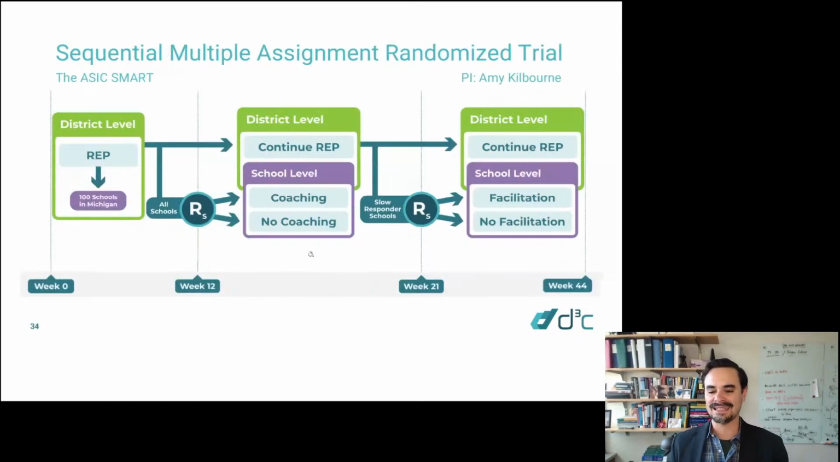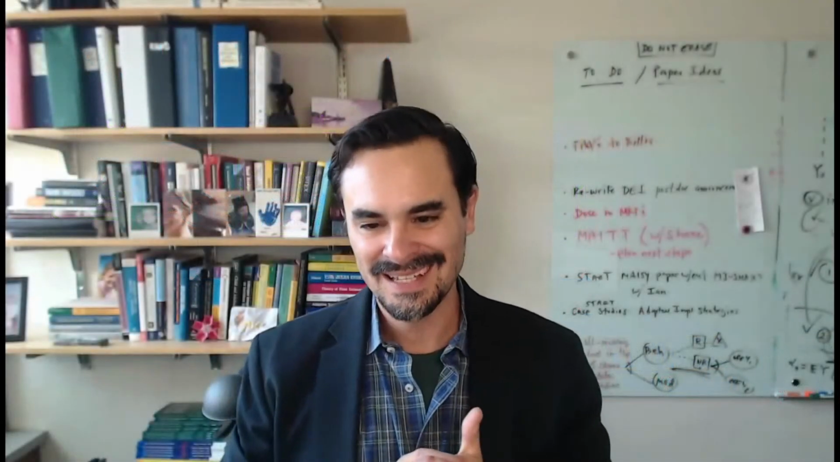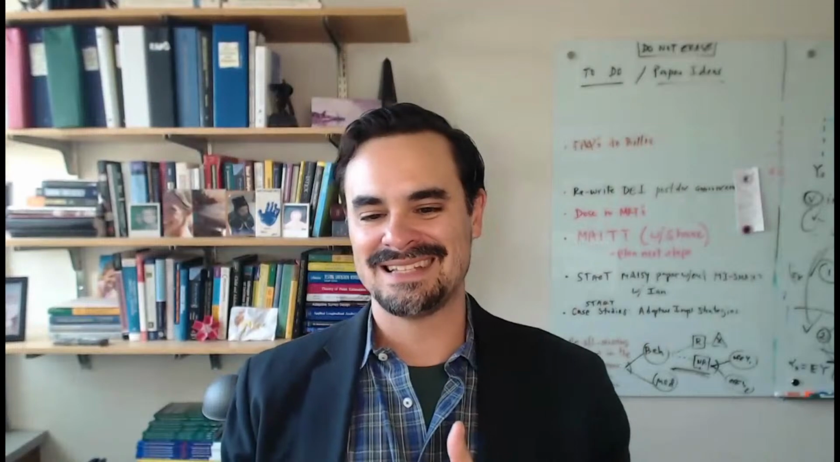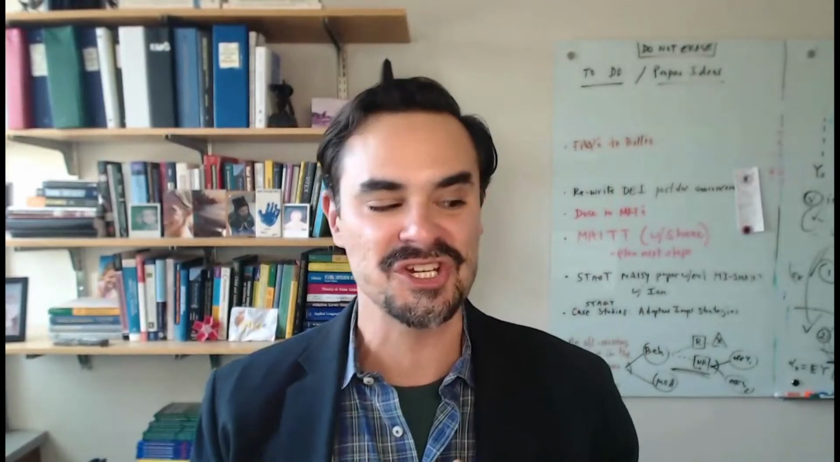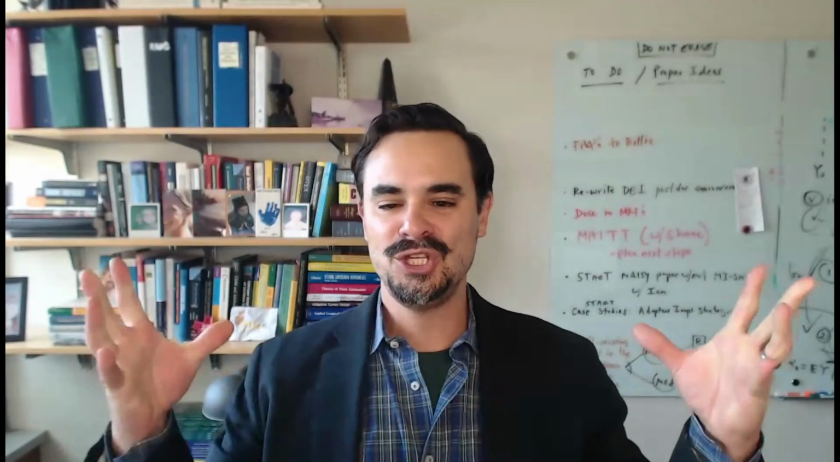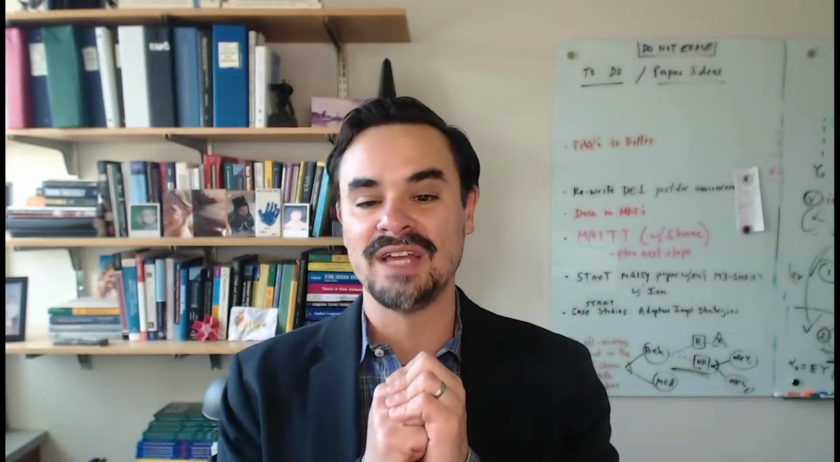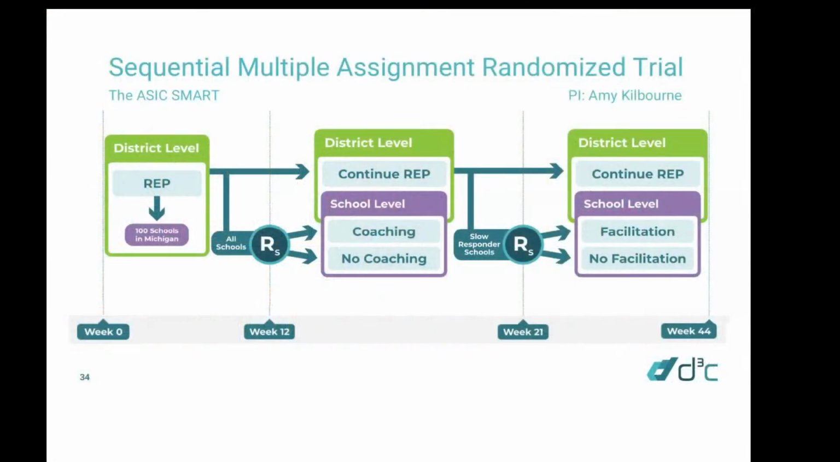A SMART is neither a piloting study nor an evaluation study. A SMART is a type of optimization trial. And the whole purpose of a SMART is to answer questions that are optimization questions, because you want to assemble a really good MAISY. So in this case, I'm showing you something called a clustered SMART. The reason it's clustered is because I have 100 schools, and all of them are getting randomized at week 12 to whether or not they get coaching.